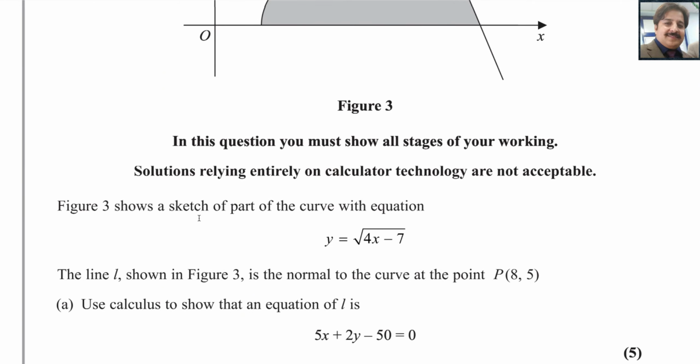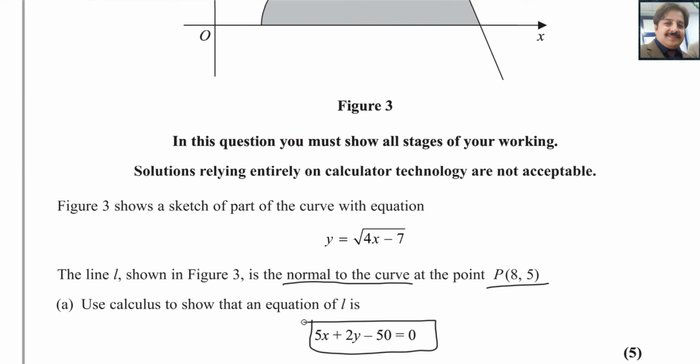Figure 3 shows a sketch of part of the curve with equation y equals the square root of 4x minus 7. The line L shown in figure 3 is the normal to the curve at point P (8, 5). First part: use calculus to show that an equation of L is 5x plus 2y minus 50 equals 0. This is the equation of the normal line. You have to prove it.